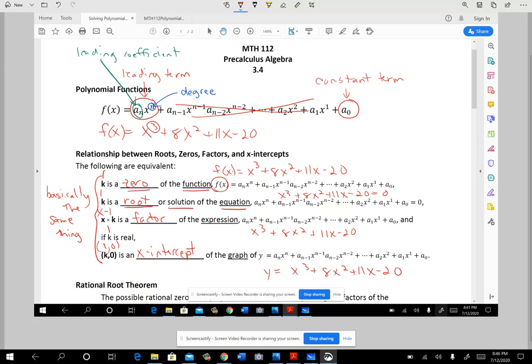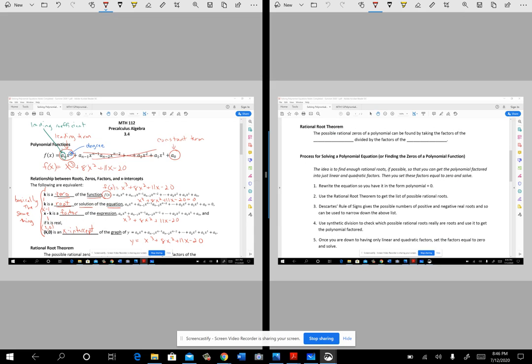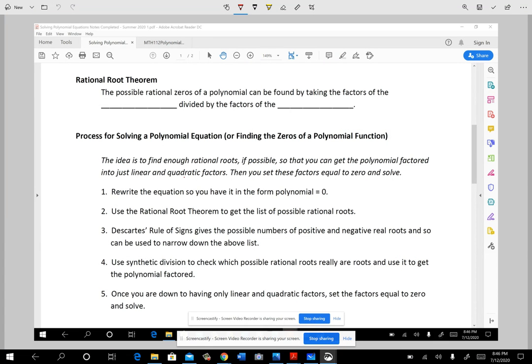When you're trying to solve a polynomial equation that has a degree bigger than 2, the idea is basically to find enough nice roots, numbers like 1/2, 3, or -1, so that you can get your polynomial factored into just linear and quadratic factors. And then you'll set those equal to 0, and you know how to solve linear equations and you know how to solve quadratic equations.